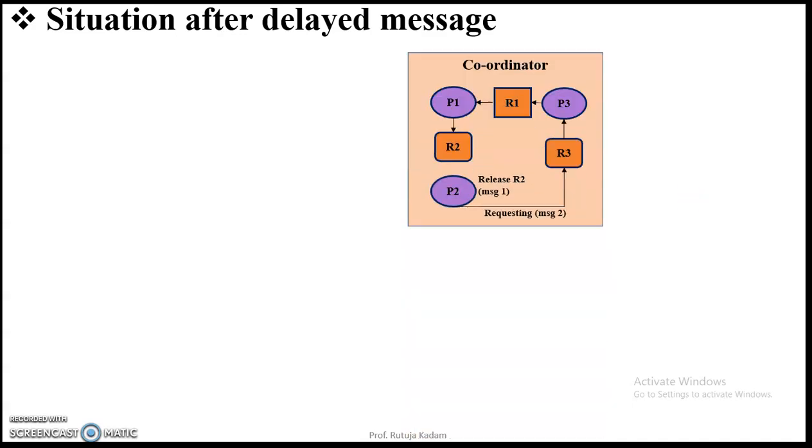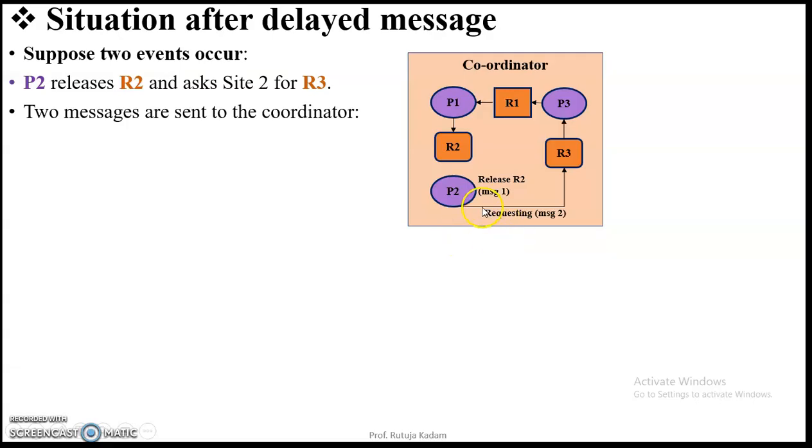The situation after a delayed message. Let's say this is the wait for graph at the coordinator, wherein the process P2 has now released R2 because it has utilized it. So this was the release message, and now it is requesting the resource R3, which is at site 2. So two events are occurring: P2 releases R2, and at the same time P2 asks for resource R3, which is at site 2.